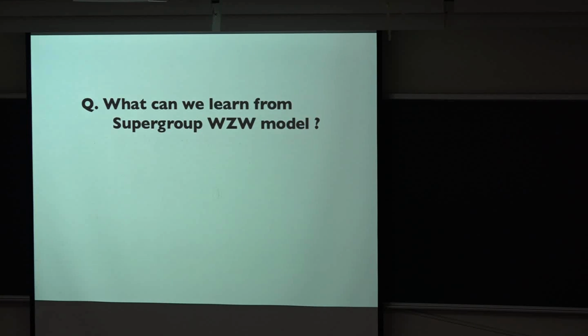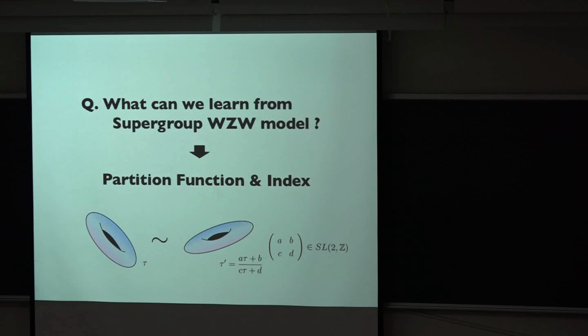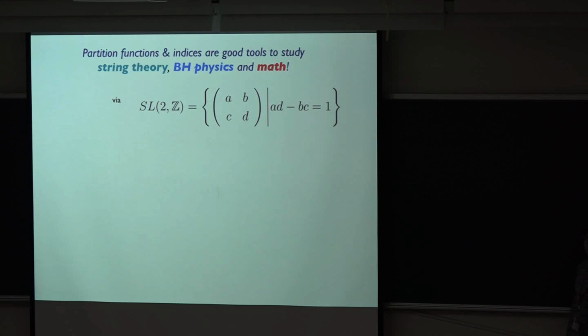So then the problem is, what can we learn from this theory? So in this talk, I will propose the partition function or indices of this theory, and we put the theory on a torus. So if we study the parameterization with the symmetry as a modular group SL2Z, this partition function or index actually reflects this symmetry. So SL2Z is a very important symmetry.